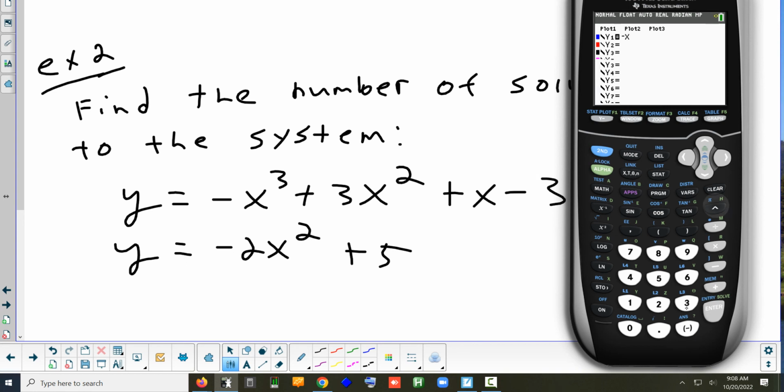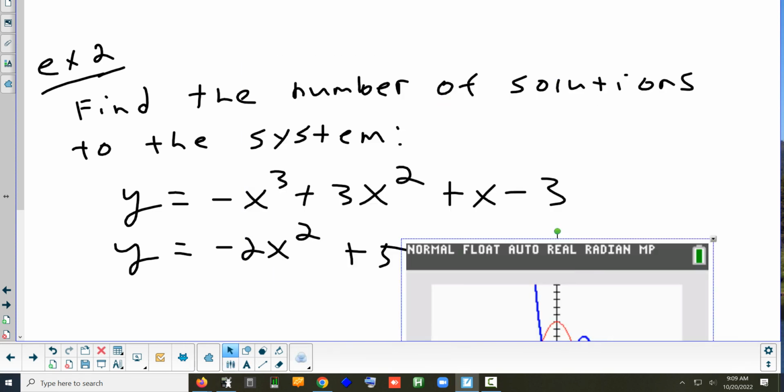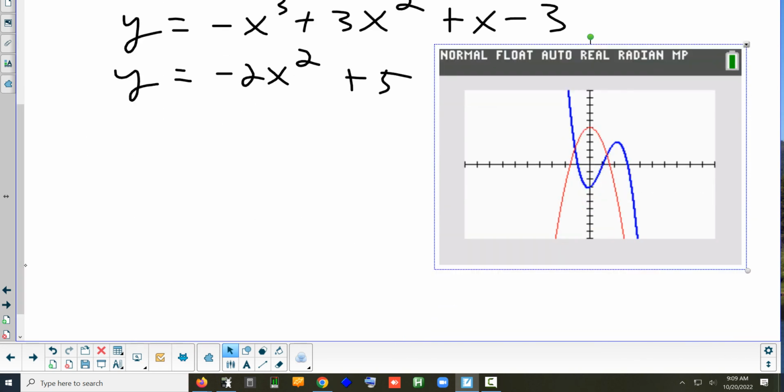So we got negative x cubed plus x squared... plus x minus 3. And negative 2x squared plus 5. Let's do zoom 6. So remember, you're looking for where they cross. Okay, so looking at that, how many solutions do we have? Yep. Looks like two. Two?